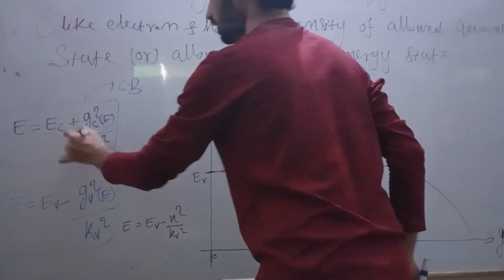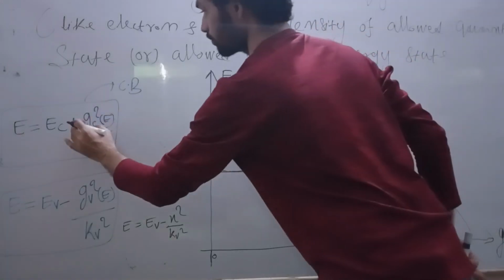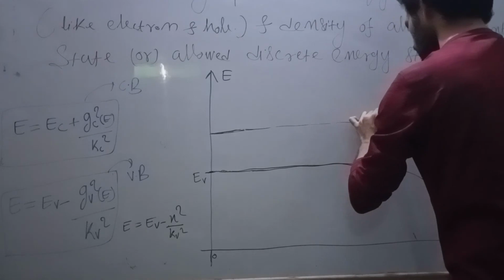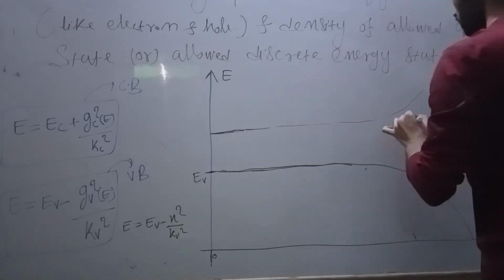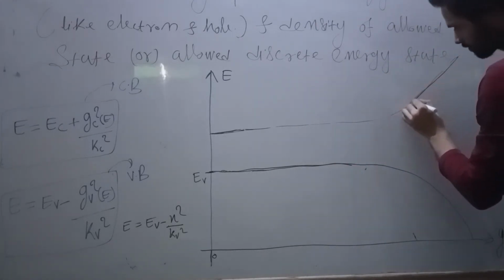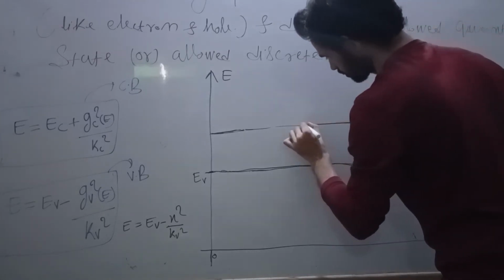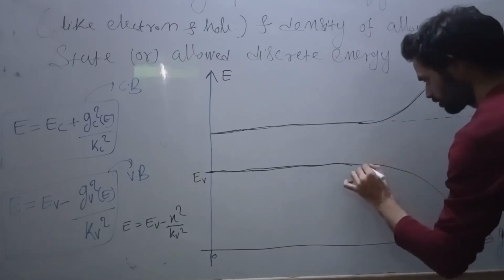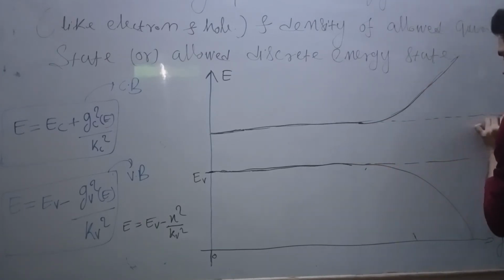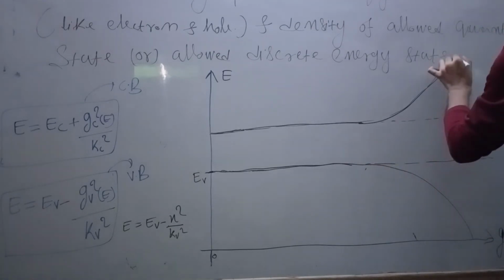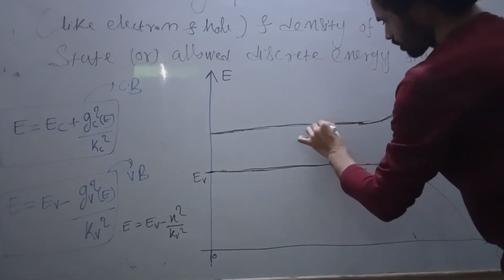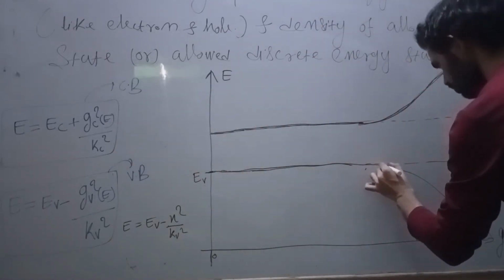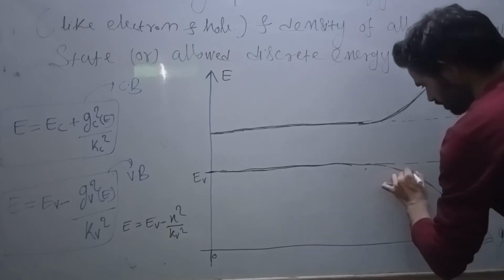Yes, because it is a plus sign. So when this function exceeds this energy level, then it will go above. It will approach toward infinity. Yes, it will approach like this. So this is the graph between density of quantum state and energy of particle.